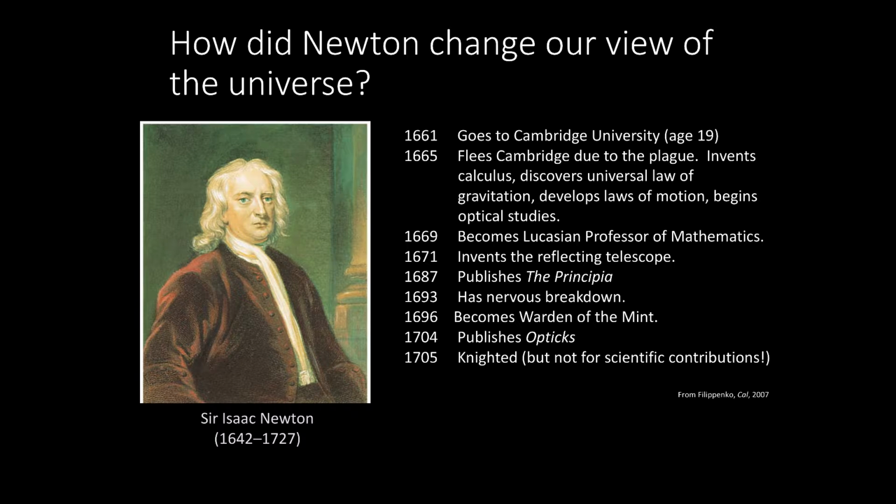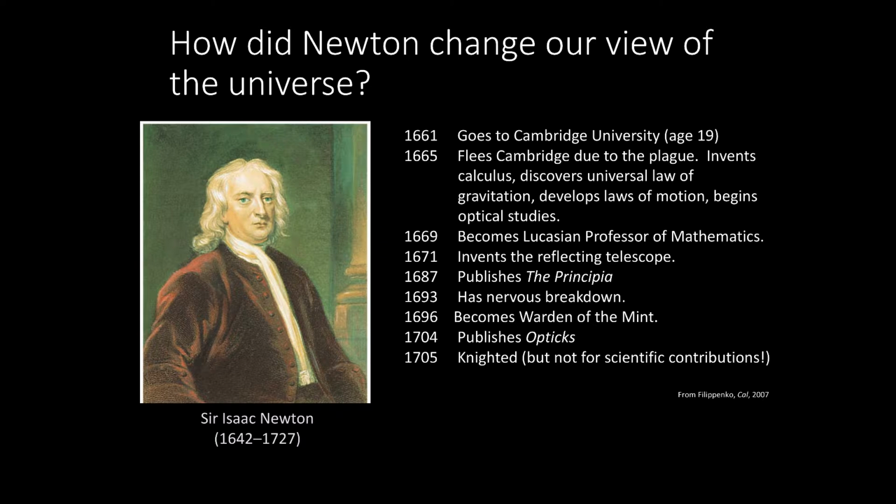Okay, so just as a summary, how did Newton change our view of the universe? Just to give you a little history here of him, he was an amazing intellect. Strange guy, but an amazing intellect. So in 1661, he goes to Cambridge, so he starts college at 19, normal age. Now, the interesting thing is, of course, lots of bad things were happening at that time. So, for instance, there was the plague, the bubonic plague that came to England, and he fled Cambridge 4 years later because of the plague. But during his time away, he invented calculus, discovered the universal law of gravitation, developed laws of motion, and began optical study. So he didn't waste any time messing around because he had to leave school.